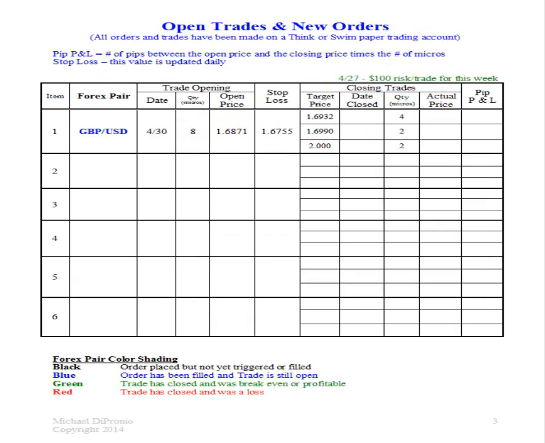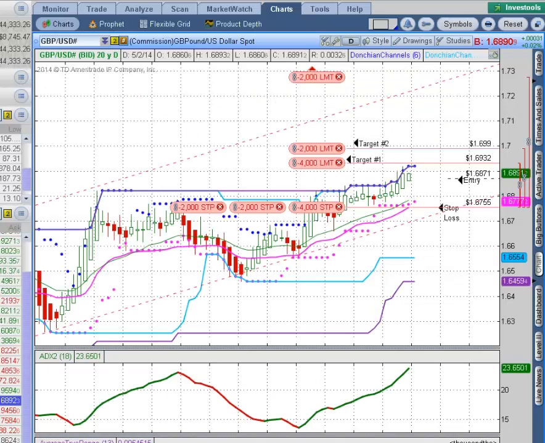Here's our trade summary chart for May. For open trades, the pound US dollar trade remains open. We're long 8 micros at 1.6871. Target number 1 is 1.6932, and our stop loss is at 1.6755. For new orders, no new orders were entered.